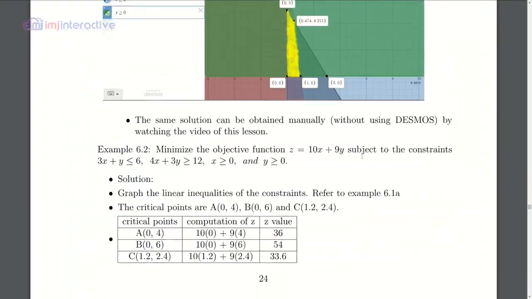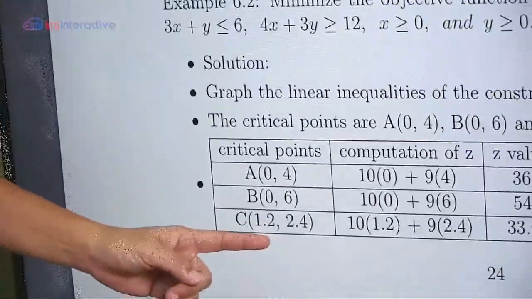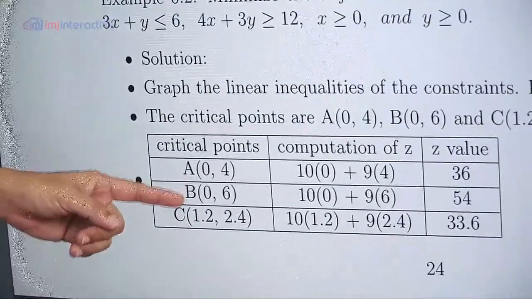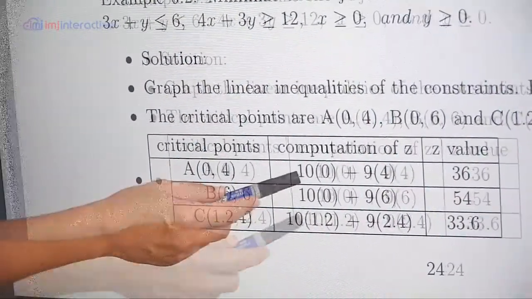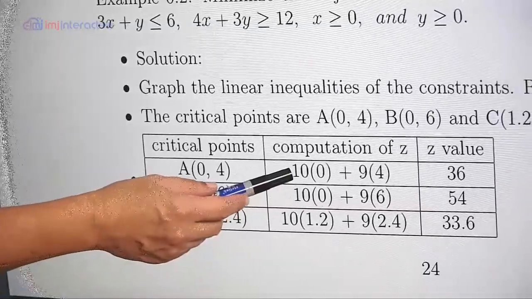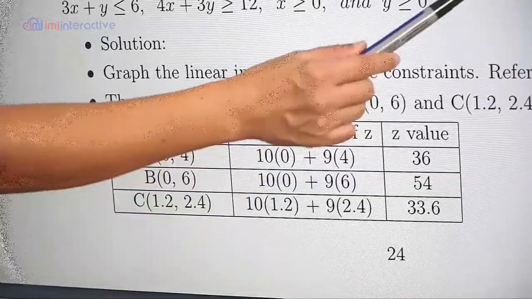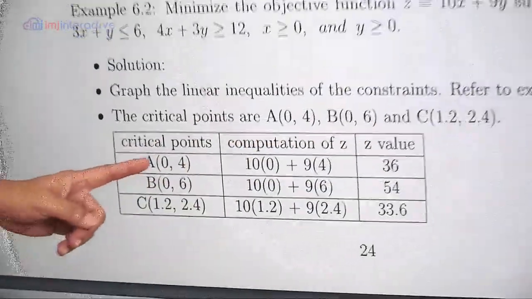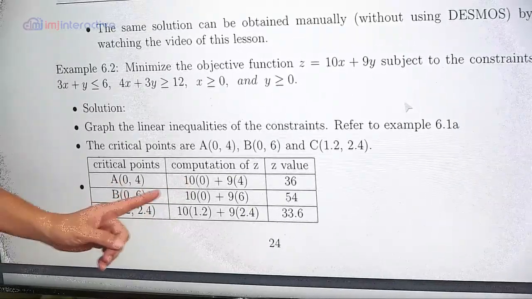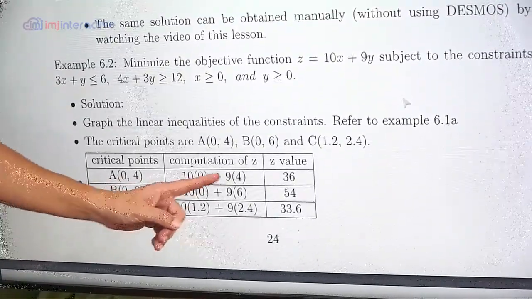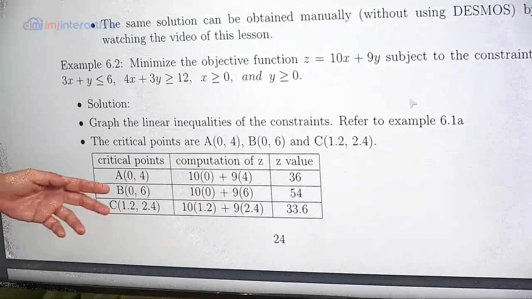So in example 6.2, these are the points: 0, 4, 0, 6, 1.2, 2.4. Anyway, this is just labeling the points. You can label it in any order. Now let's do the computation. How did we get 10 times 0, 9 times 4? Remember, our objective function is 10x plus 9y, and this is your x and y. So 10x means 10 times 0, 9y means 9 times 4. So you add the two, you have this. Do the same thing for the other points.